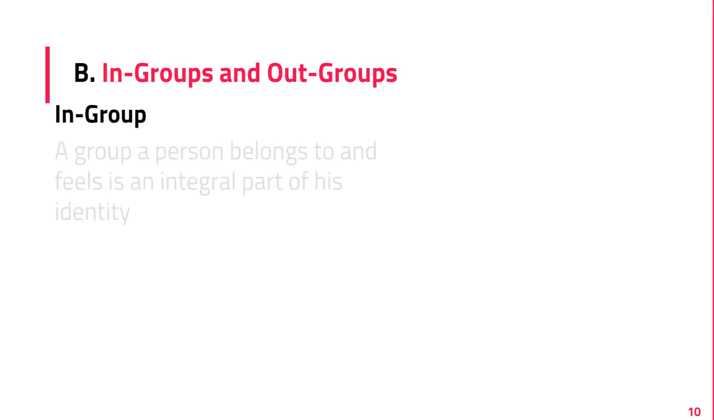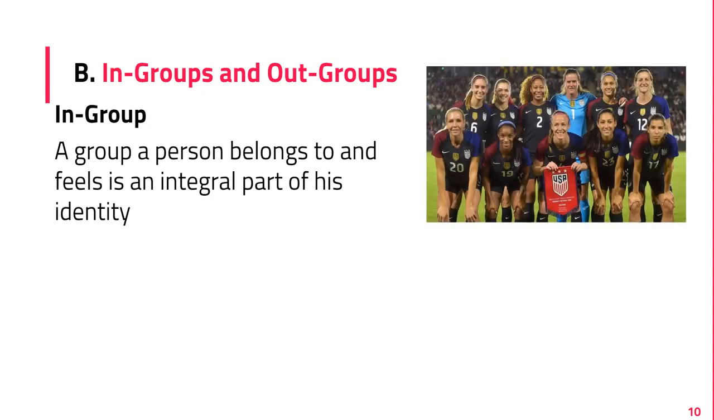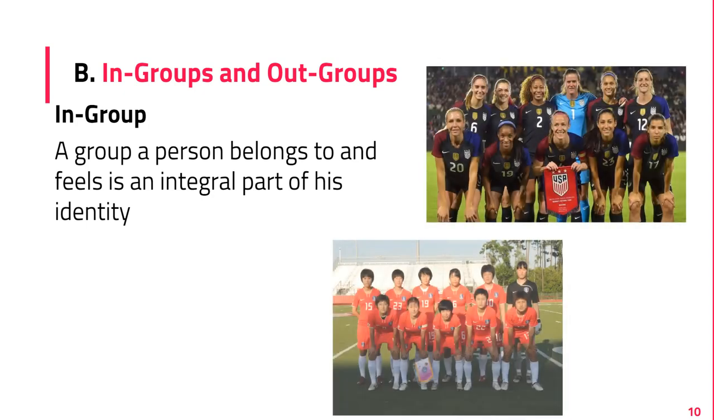So within primary and secondary groups, there are in-groups. An in-group is a group a person belongs to and feels is an integral part of his identity. So there's a high level of loyalty within the in-group. This could be, for example, sports teams. If you're on the same team, you have great loyalty to each other.